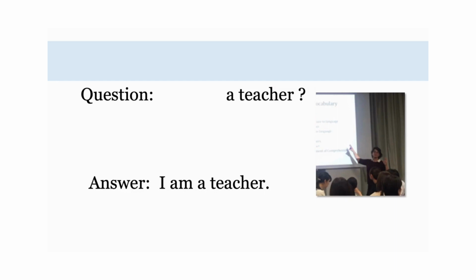Last one. Look at the answer. I am a teacher. What's the question? Are you a teacher? Yes, I am. If you wrote the question, am I a teacher? That can also be correct. It's possible, but usually we don't ask a question about ourselves, like, am I a teacher? Usually it's, are you a teacher? Yes, I am.